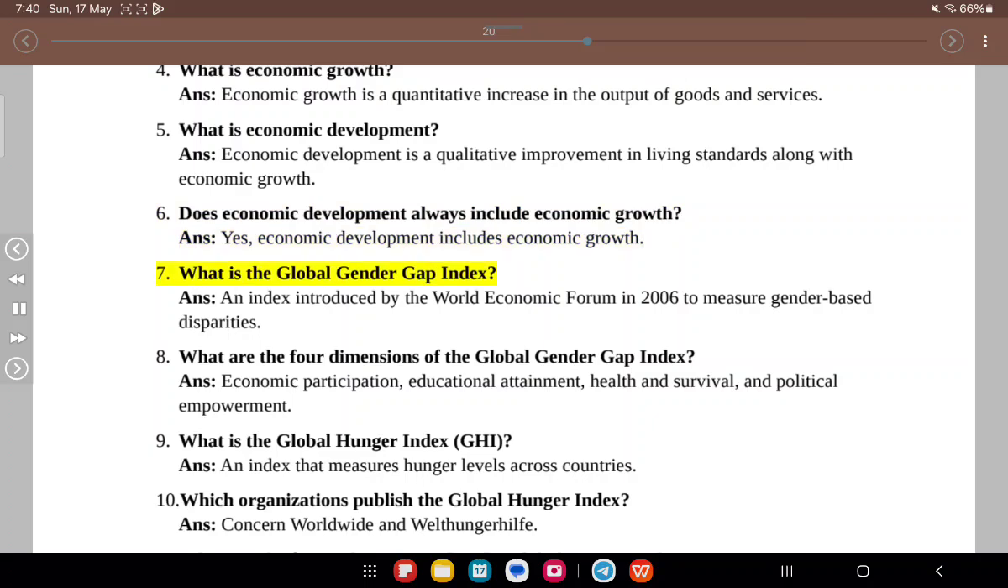7. What is the Global Gender Gap Index? Ans. An index introduced by the World Economic Forum in 2006 to measure gender-based disparities. 8. What are the 4 dimensions of the Global Gender Gap Index? Ans. Economic participation, educational attainment, health and survival, and political empowerment.